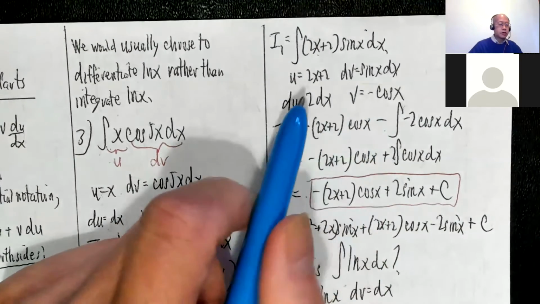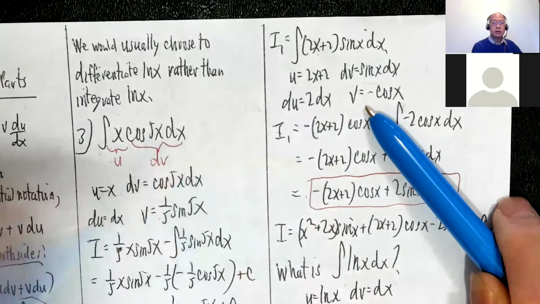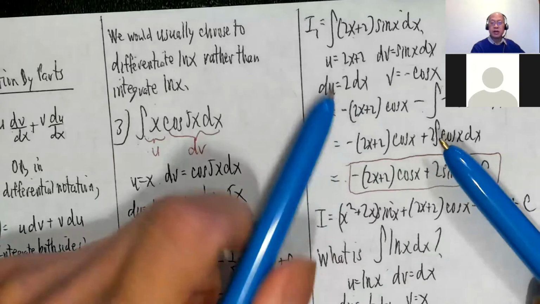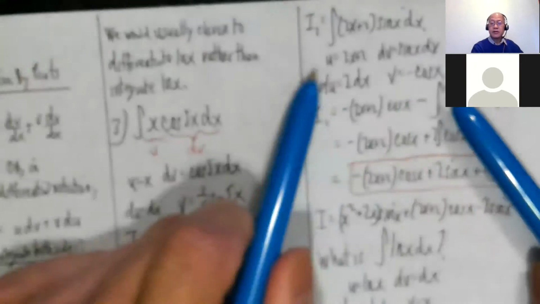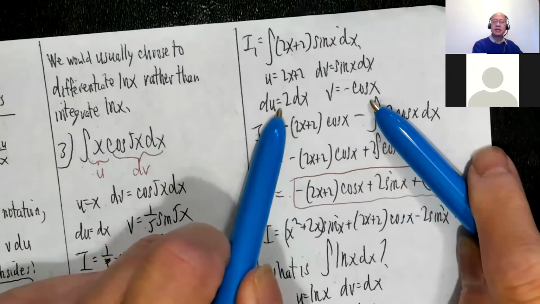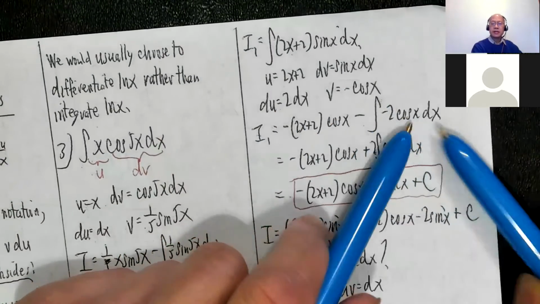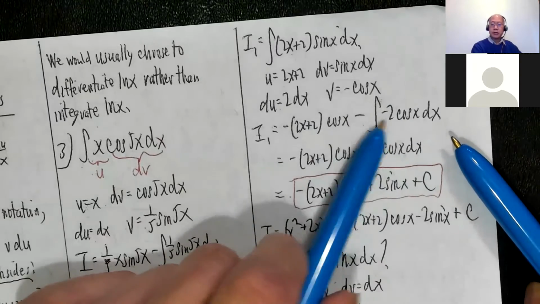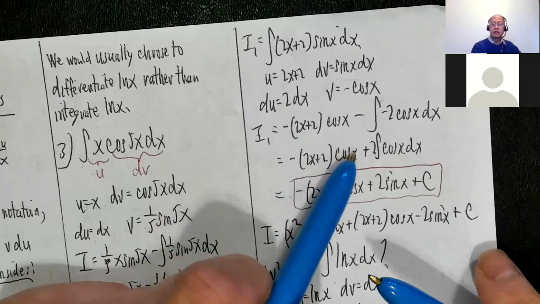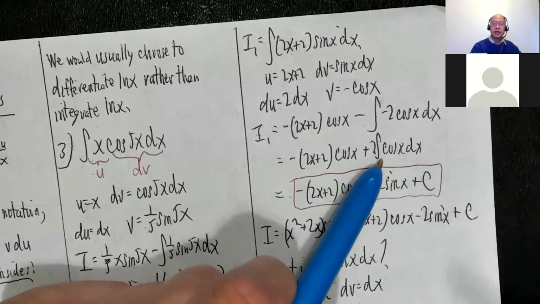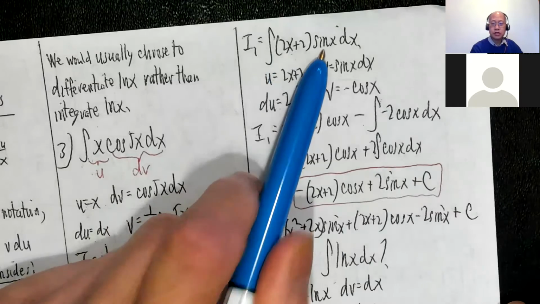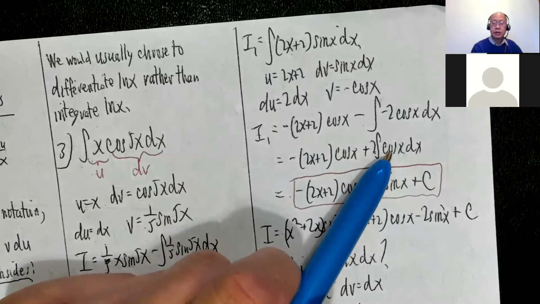So I1 is uv, same formula. u times v. So there's a negative 2x plus 2 cosine x minus the integral of v du. This times this is a negative 2 cosine x dx. And of course, that looks like a double negative. So I make it negative parentheses 2x plus 2 cosine x plus 2 integral cosine x dx. Okay, so what happened? I started with first degree times a trig function, and now I got it down to a trig function. Okay.